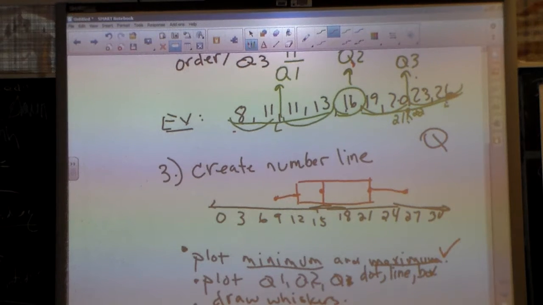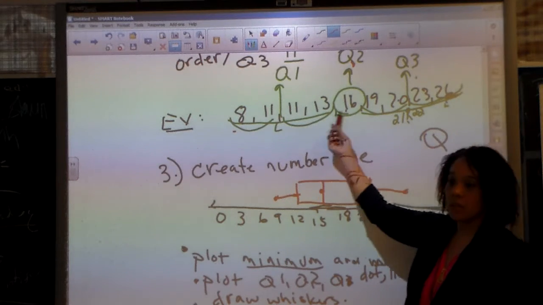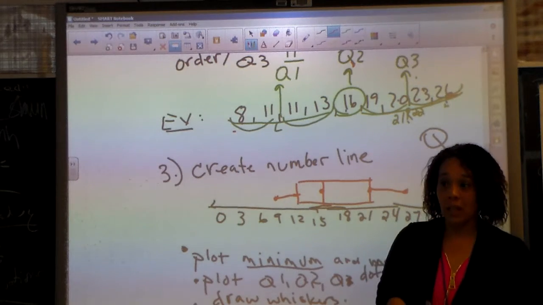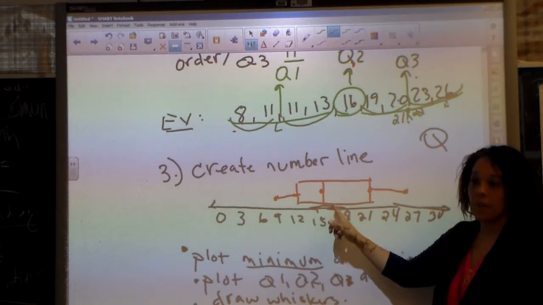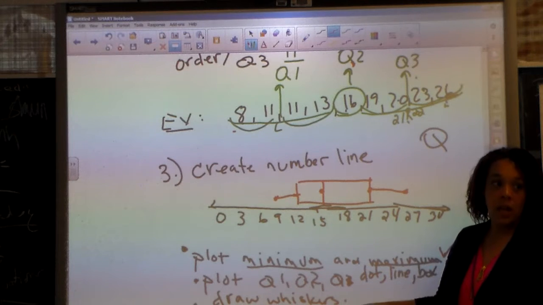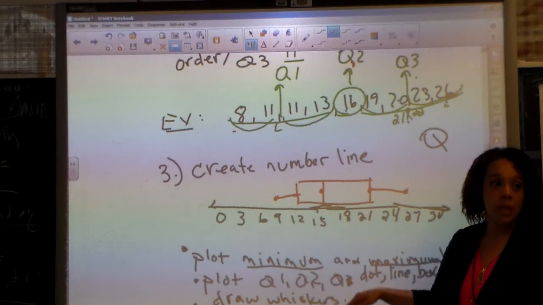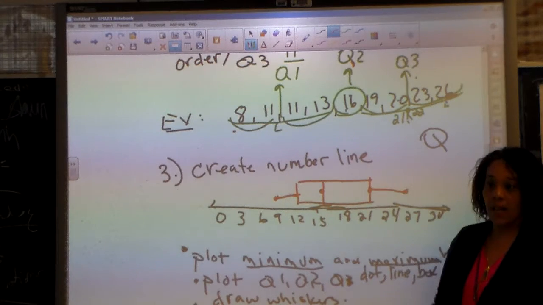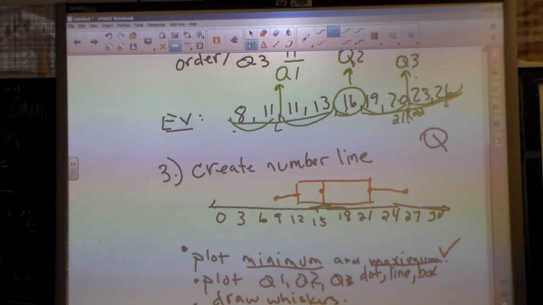On the exam, you're going to have 2 of these. So it'll give you a set of numbers, and it's going to give you A, B, C, and D. It'll give you 4 different box and whisker plots, and you have to select which one is the one that matches the numbers. And that's how you'll do that problem, okay?